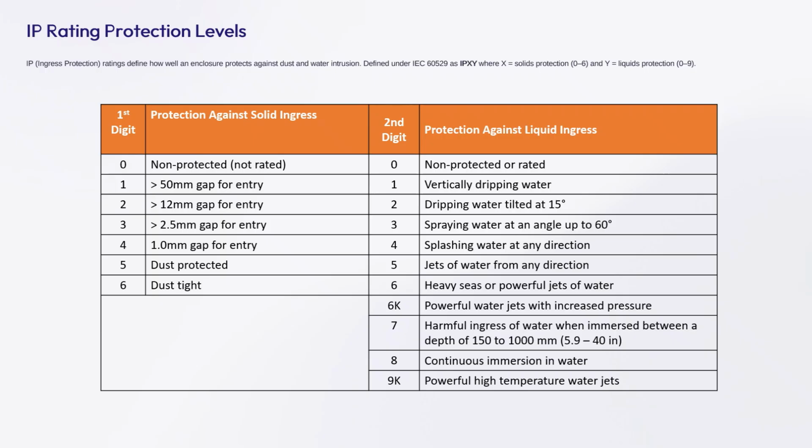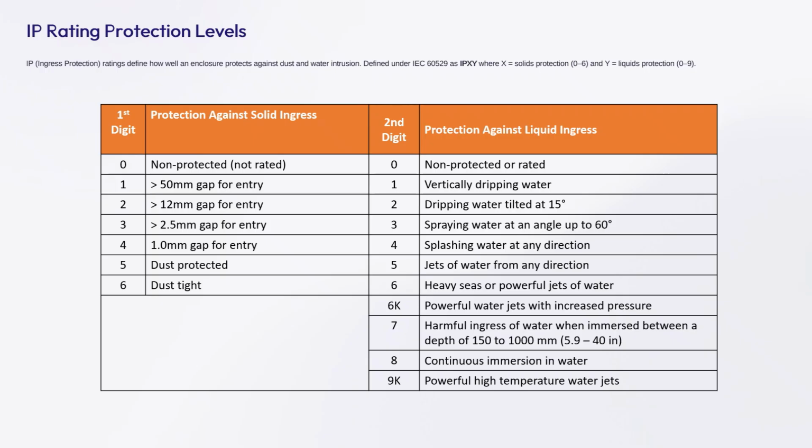IP66. Again, dust-tight but can also handle powerful water jets. Perfect for harsh outdoor environments. IP67. Completely dust-tight and can even handle temporary immersion in water, like accidental submersion for a few minutes. IP68 offers complete dust protection and can operate even under continuous immersion in water. These are truly waterproof devices.